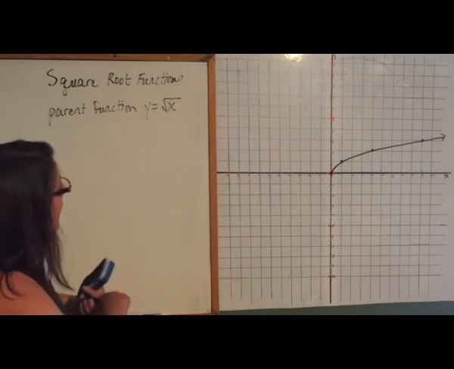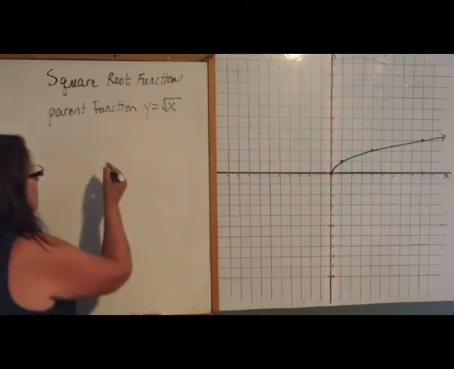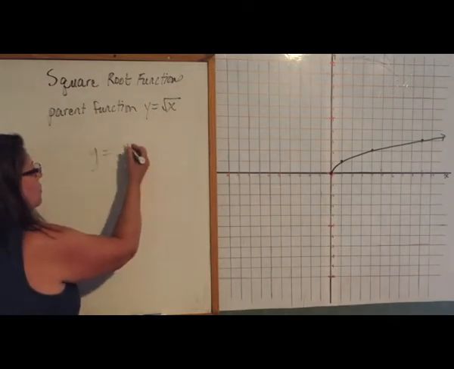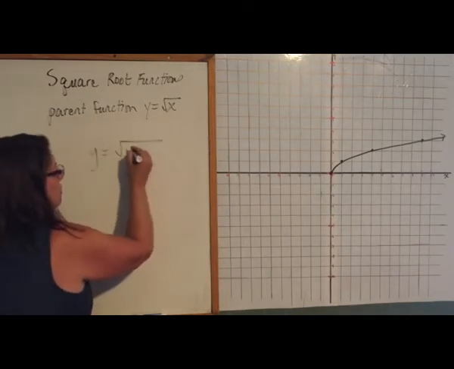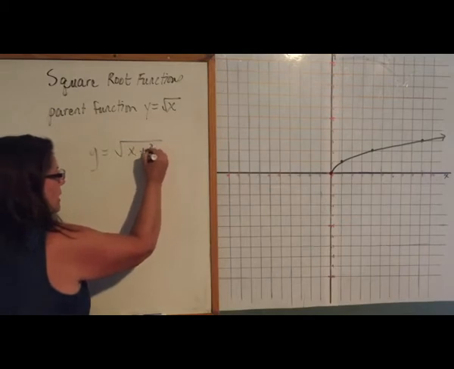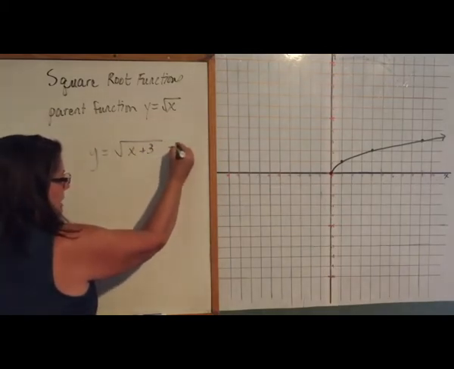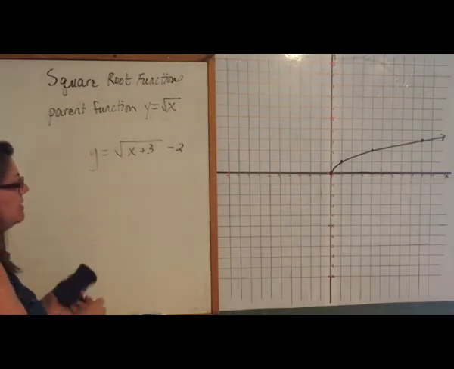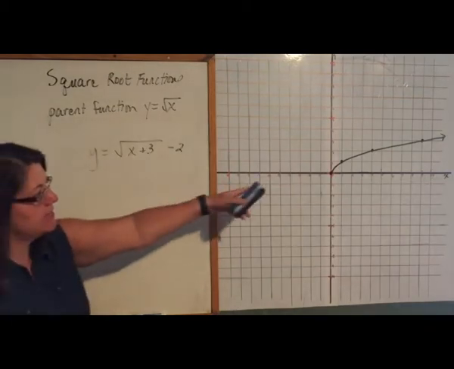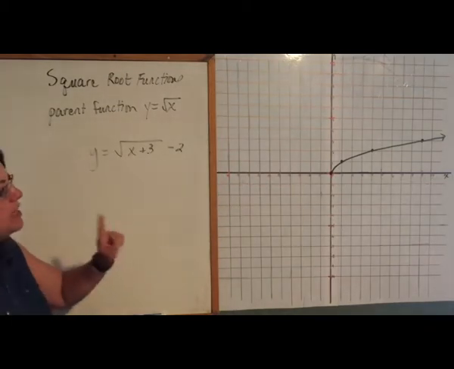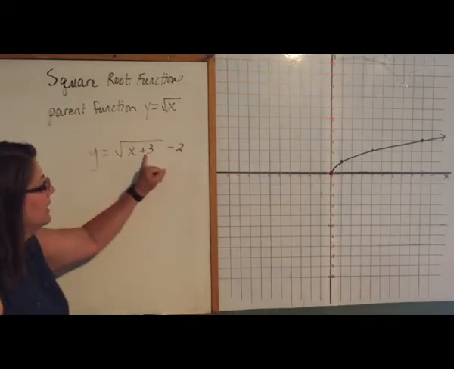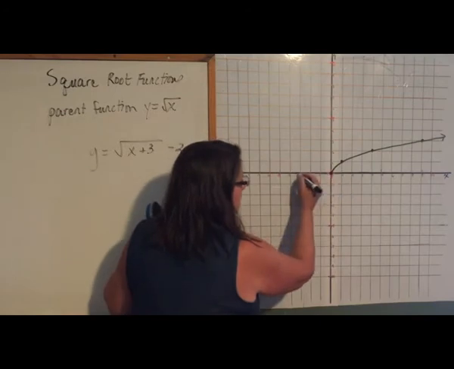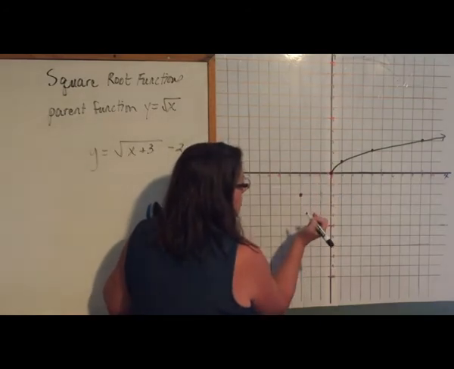So if I have something like y equals the square root of (x plus 3) on the inside, and then minus 2 on the outside, basically what that does is it takes this entire graph and it moves each point on that graph left 3, down 2. So my new graph would be, there would be my starting point.